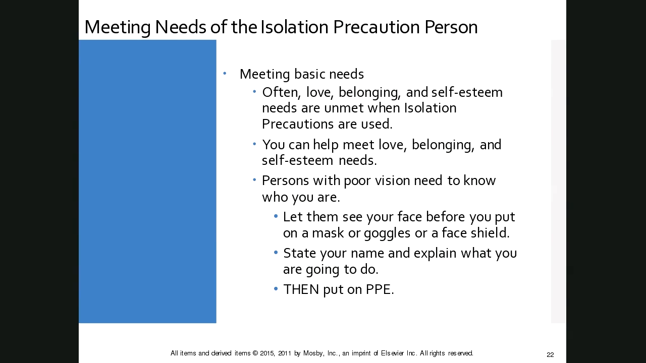Persons with poor vision need to know who you are. So, of course, introduce yourself and tell them what you're there for and what you're going to be doing. And they can't see you behind a mask or goggles or a face shield. So sometimes you have to show them your face before you actually put that mask on, and then state your name and explain what you're going to do, and then put on your PPE.